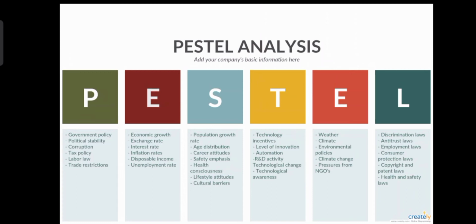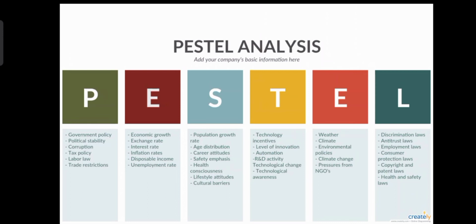Next is economic, which is composed of economic growth, the exchange rate, of course, interest rates and inflation rates, which directly affect the pricing of the products and will directly contribute to business environment changes. So we have disposable income and, of course, the unemployment rate. What about S? S stands for social.